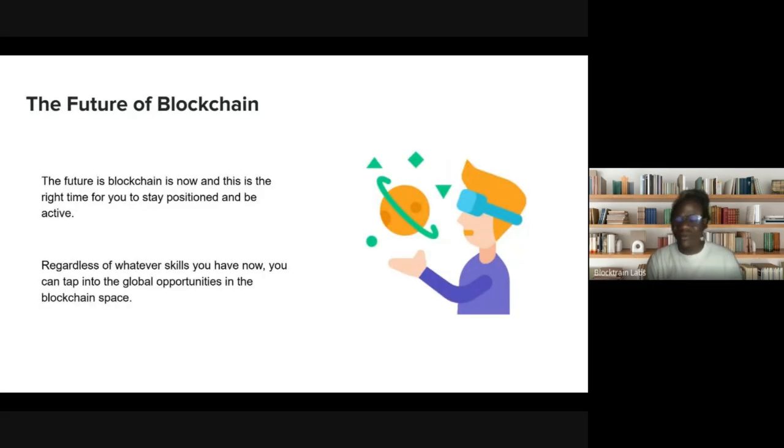All right. So to round up tonight, the future of blockchain is now, and this is the right time for you to stay positioned and be active. Regardless of whatever skills you have now, you can tap into the global opportunities in the blockchain space. We always tell people at Blockchain Labs that whatsoever you are doing right now, just look inward. You have that skill to start making it in the blockchain space. But remember, you need to develop your skills, you need to build connections, you need to understand deeply what blockchain means.